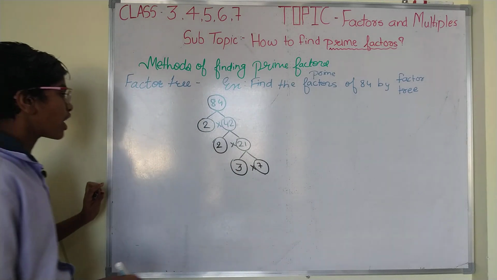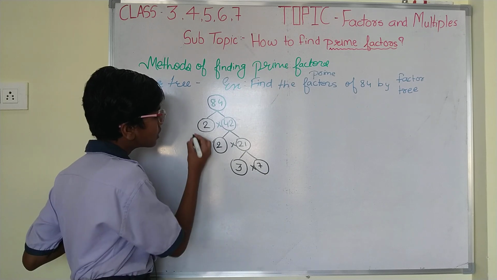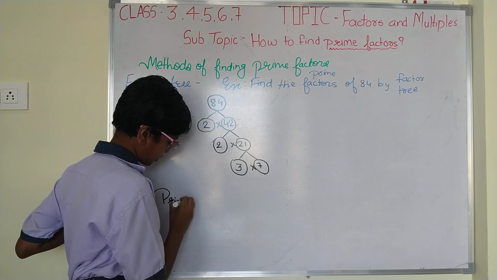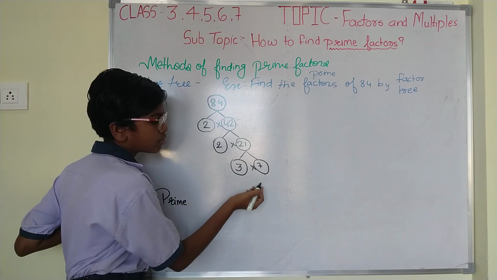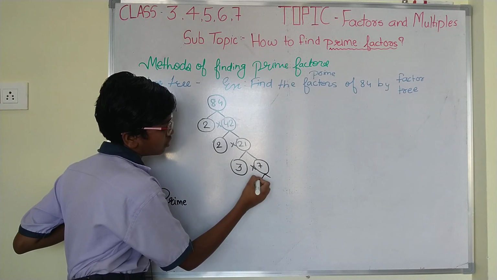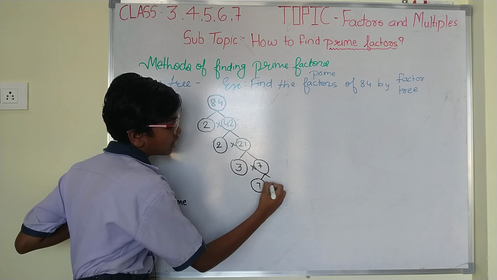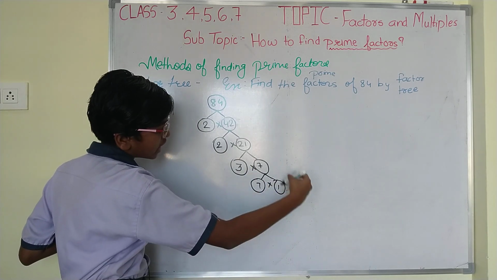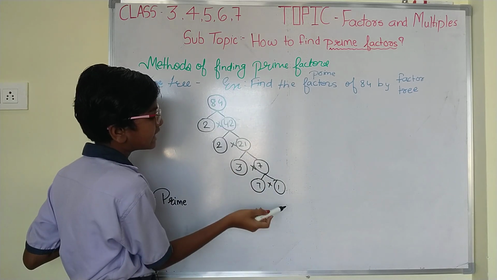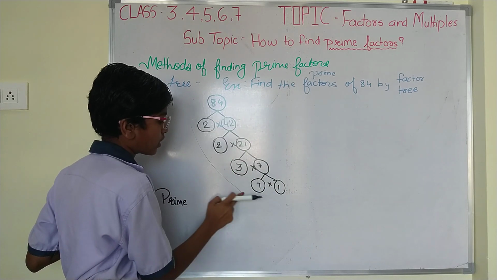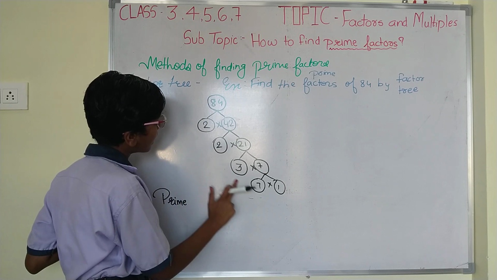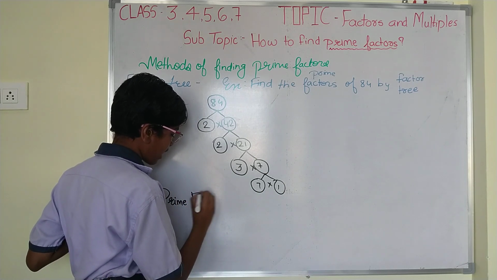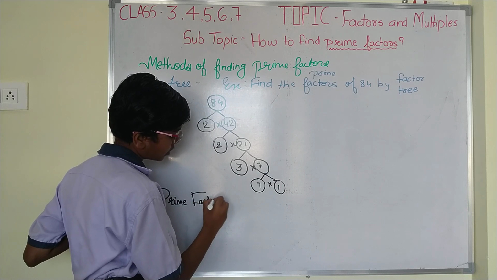Now I cannot factorize it rather than 7 into 1. So prime factors, or you can also simplify it like this, 7 into 1. But when you do this, remember, you are not taking this line. Eliminate this row, take this one part, okay? Because one is neither prime, neither composite, okay? So prime factors, anyway you do it, you will get the same.